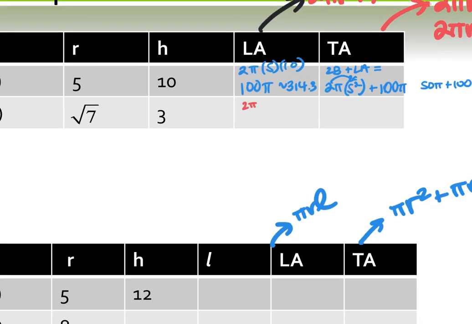Same thing for the next one, except you've got a square root as your radius. So 2 pi square root 7 times the height. Exact would be kept as 6 square root 7 pi. If you actually multiply that out, you get 49.87.